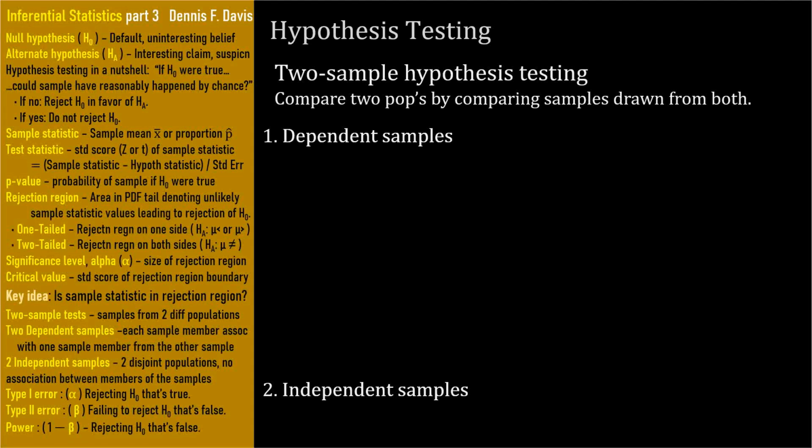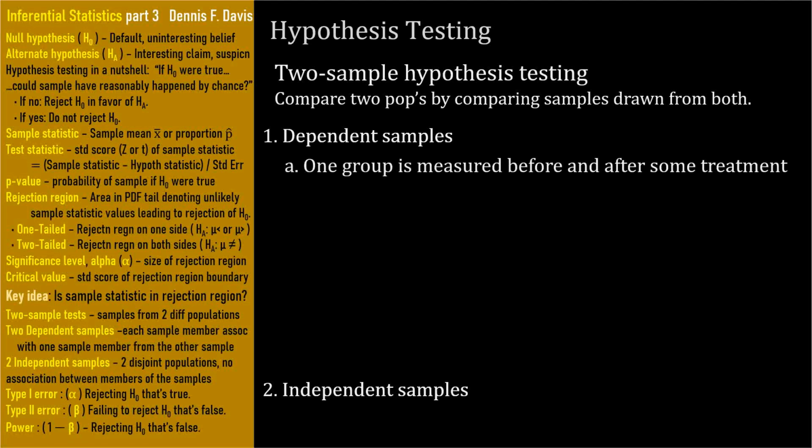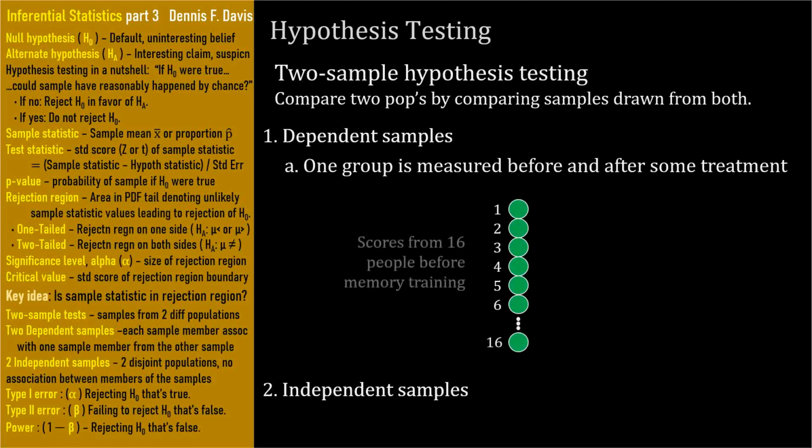First, let's talk about dependent samples. With dependent samples, each member of one sample is linked to exactly one member of the other. A common dependent sample scenario is a before and after study, where we take a sample measurement before and after some treatment. For example, to test the effectiveness of a memory enhancement training course, 16 people are randomly chosen and given a memory test, and their scores are recorded.